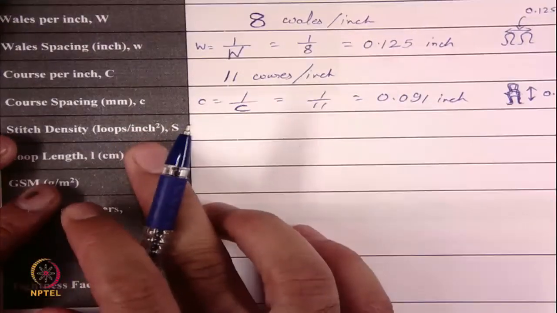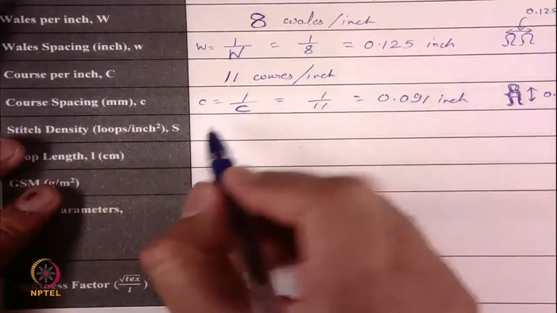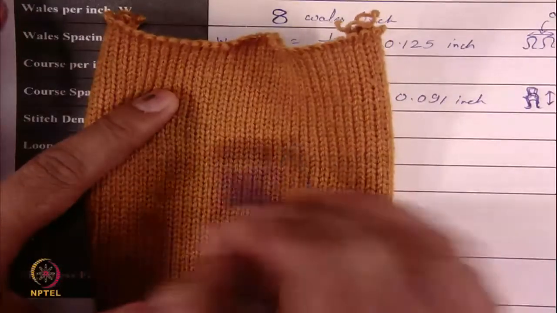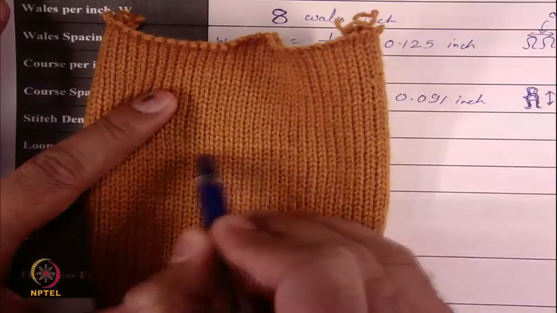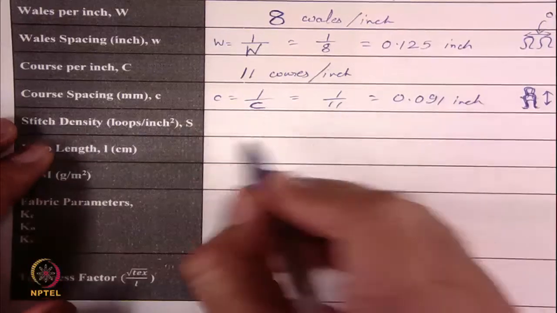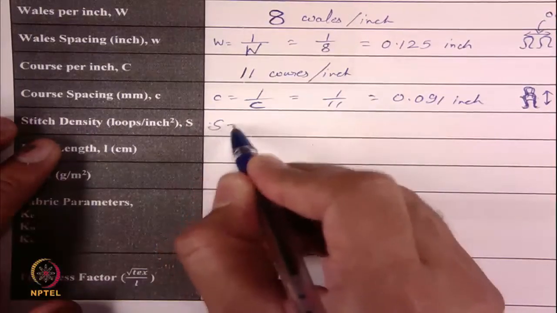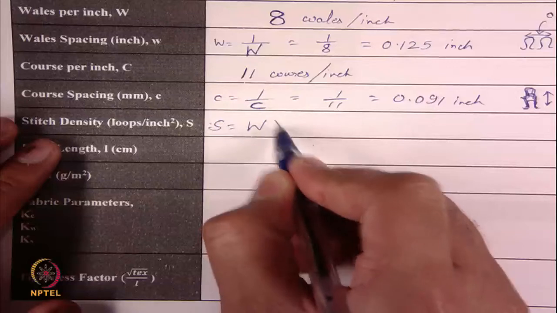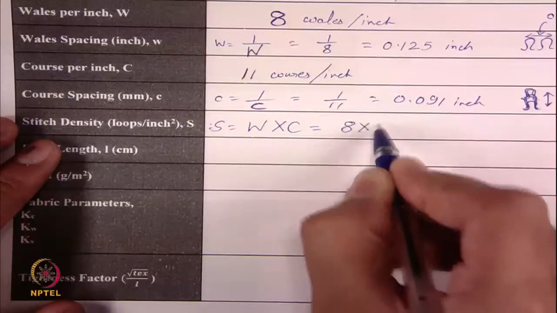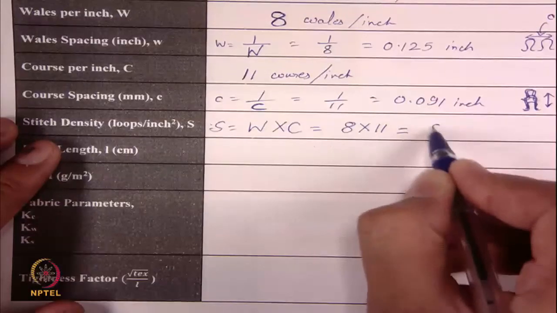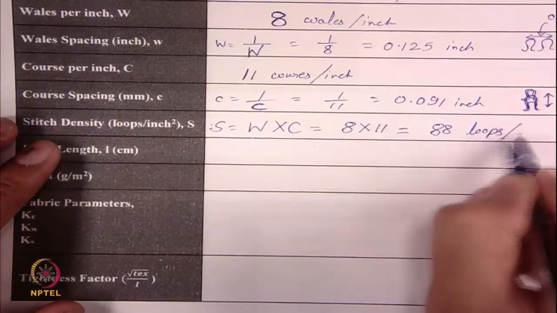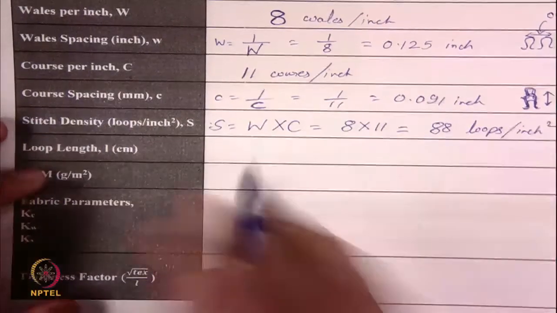Stitch density is number of loops per inch square. To find out stitch density, either you can take out the area and you can count number of loops in that particular area. Otherwise, the easiest way to find the stitch density is the multiplication of wales per inch and course per inch. So, 8 into 11, this is equal to 88 loops per inch square, okay.